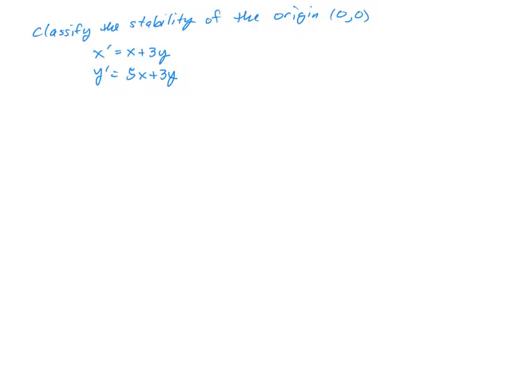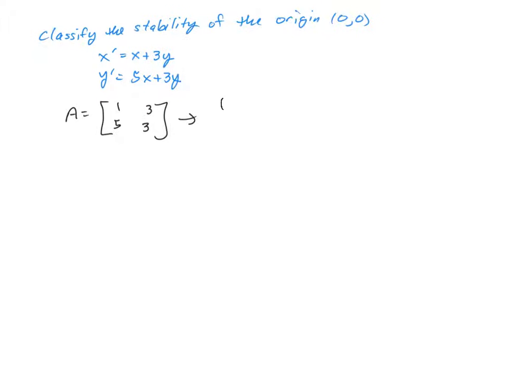Okay, so once again, we're going to go through and analyze the stability of the origin for a linear system. And so the first thing we want to do again is to look at our matrix A and determine its eigenvalues. So A is equal to 1, 3, 5, and 3.